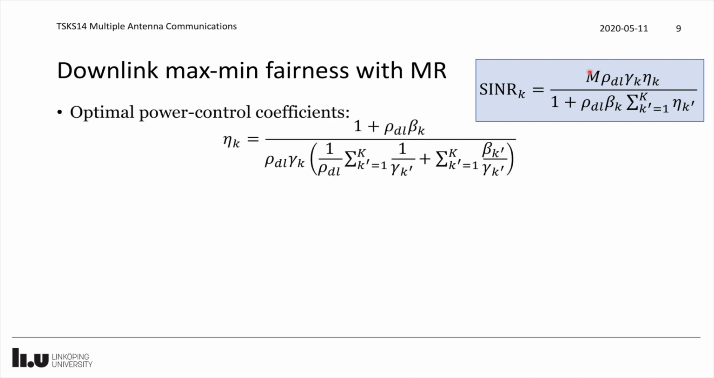okay, we look at M here, we don't need to care about that one because it's the same for everyone. So let's remove that one. Then we have rho downlink gamma k divided by 1 plus rho downlink beta k. And then we would like to invert that. So we do that. 1 plus rho downlink beta k, that is what we have here, multiplied with a 1. And then we have rho downlink gamma k, that is what comes up here. And then we are essentially done.